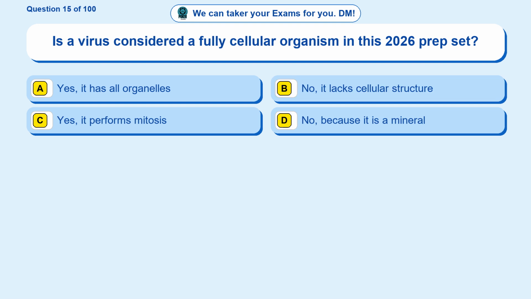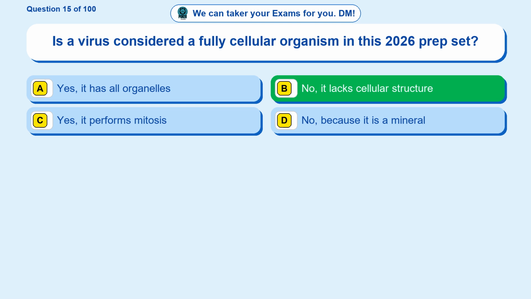Question 15. Is a virus considered a fully cellular organism in this 2026 prep set? Option A. Yes, it has all organelles. Option B. No, it lacks cellular structure. Option C. Yes, it performs mitosis. Option D. No, because it is a mineral.